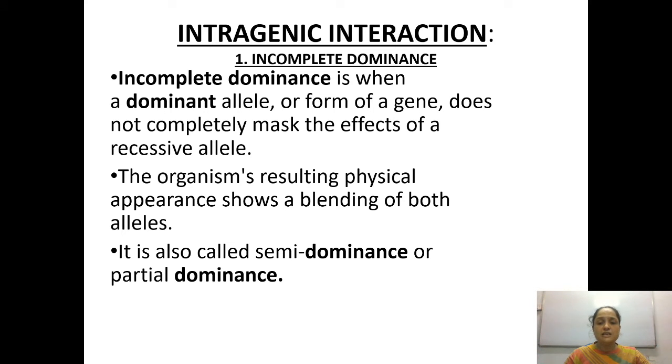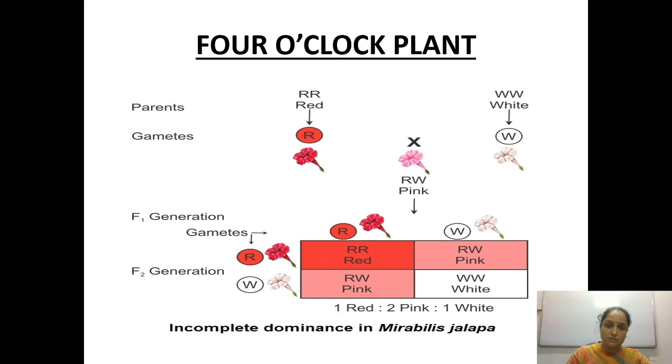The organism's resulting physical appearance shows a blending of both alleles. Okay, so here blending will be there. The tall height is going to blend with the dwarf height, and the organism in the F1 generation is going to be of medium height. Okay, so it is also called semi dominance or partial dominance. Now I will give an example.